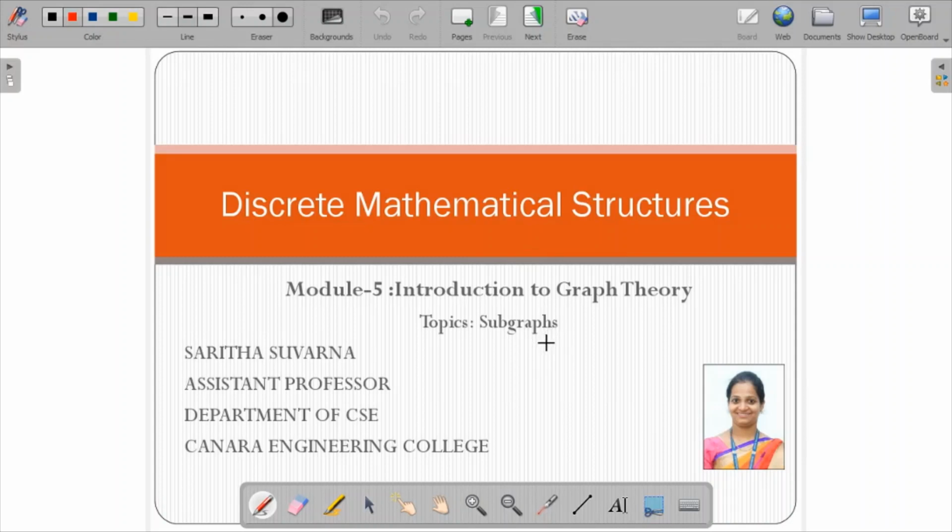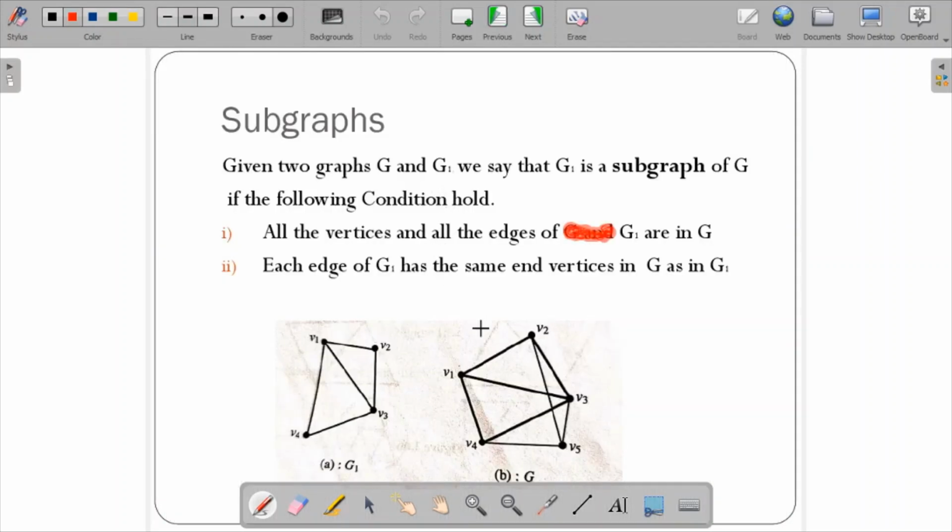So let us see the definition of subgraph. We have two graphs over here. This is the graph G, the main graph, and this is the graph G1. G1 is a part of this particular graph, so that's why it is an example of a subgraph.